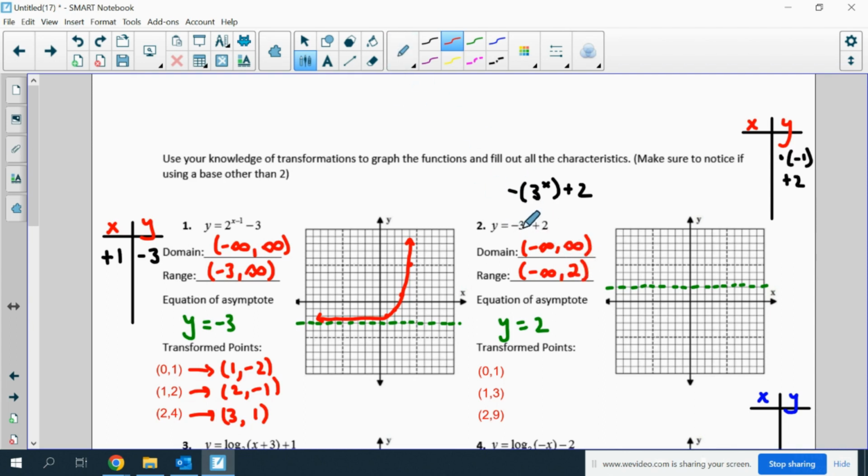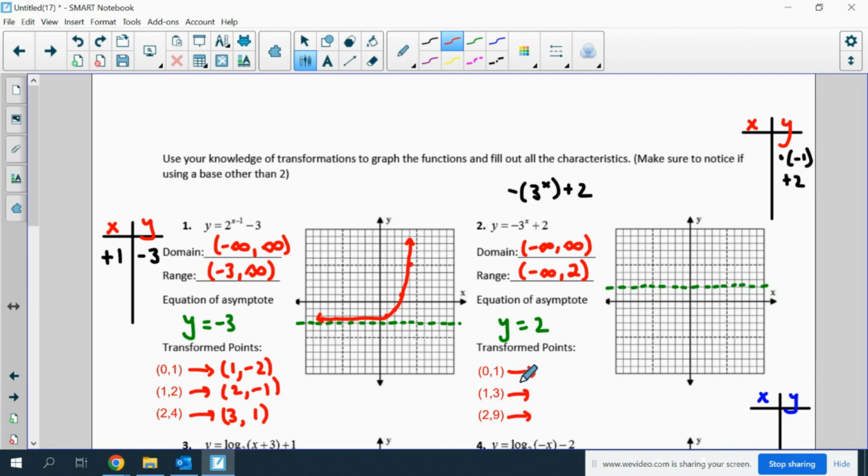Next thing we need to talk about is, since this is 3 to the x, notice my points are 0, 1, 1, 3, and 2, 9. Notice that the y values are not the same as they were over here, because 3 to the 1 is 3, and 3 squared is 9.